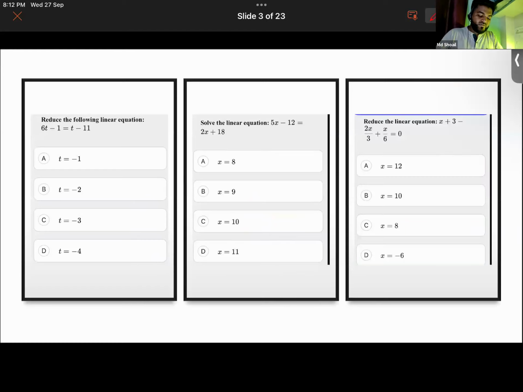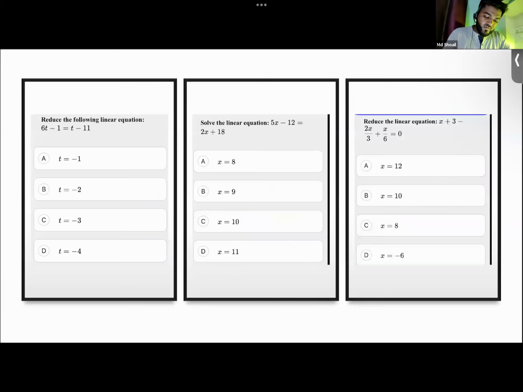Now here you have to reduce the following linear equation. You know how to approach these questions, right? There are 3 questions but only 2 people. Pick any question yourself, and I will take one. Ahmed, two. Okay, good. Solve the questions then.